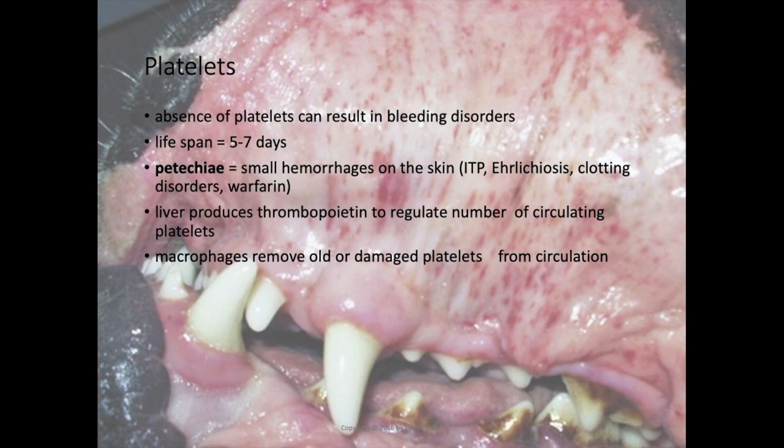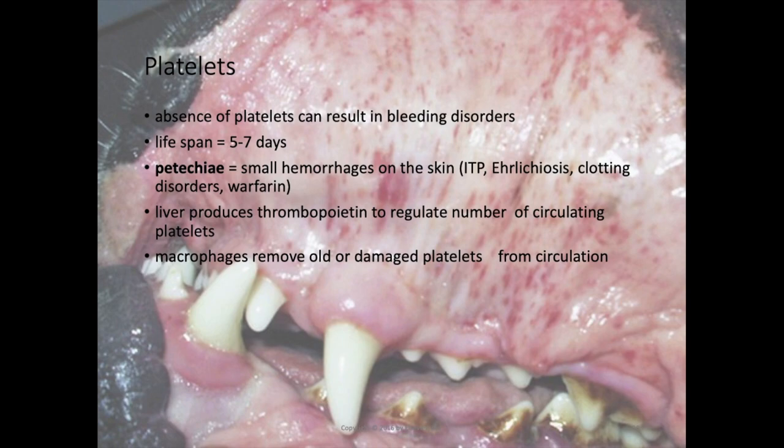This could be caused by a thrombocytopenia, such as immune-mediated thrombocytopenia, which is when the immune system is attacking our own platelets. Ehrlichiosis, which is a tick-borne disease, can cause this. Generalized clotting disorders, and then of course if the animal ingested warfarin maybe 24 hours ago or so, warfarin causes stoppage of the platelets working. So it'll create all this extra bleeding.